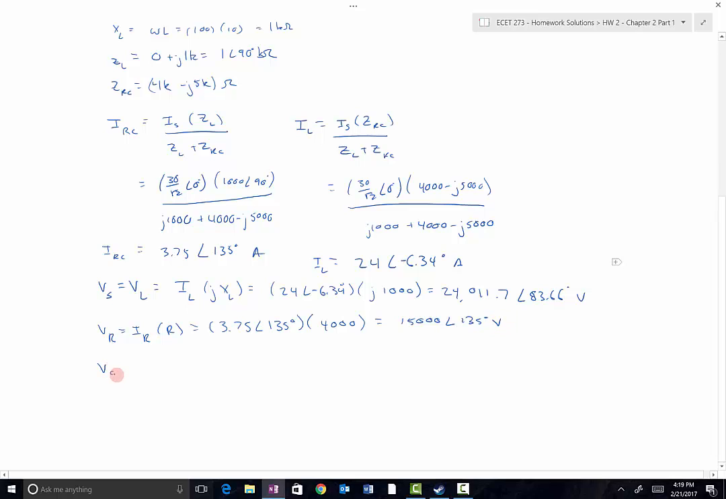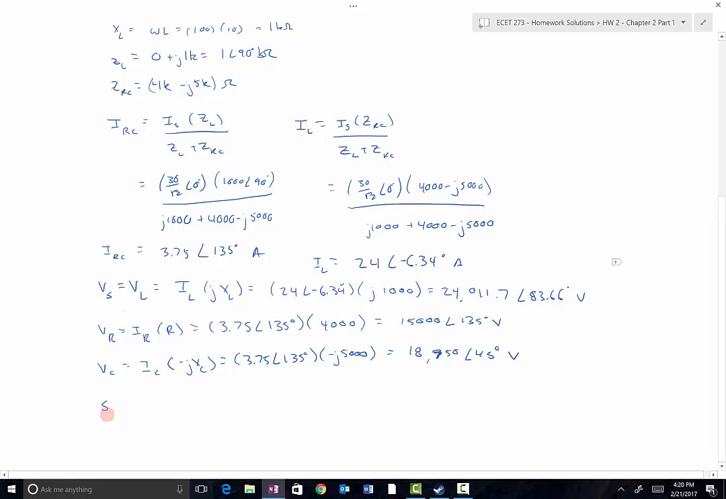The voltage drop across the capacitor is calculated using I sub C times minus jX sub C. So again, that's 3.75 at an angle of 135 degrees times minus j5000. And that gives me 18,750 volts at an angle of 45 degrees. So now I've got the voltages associated with all the elements.